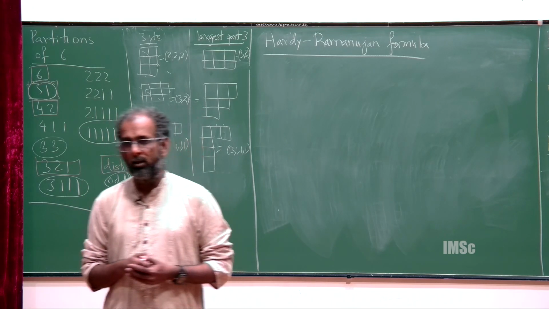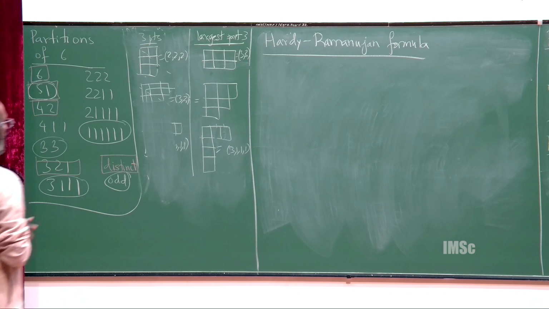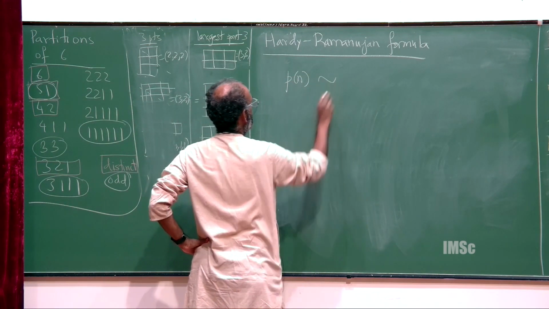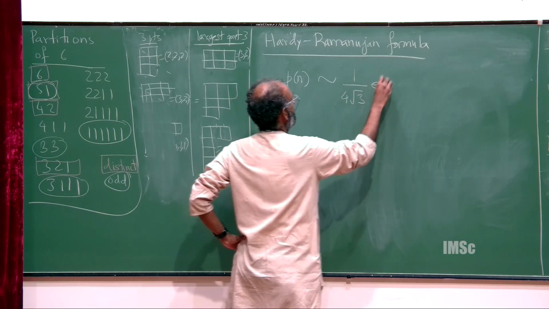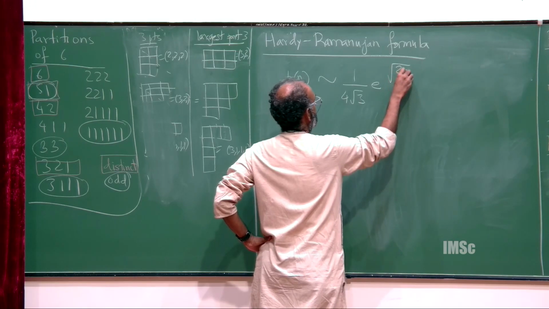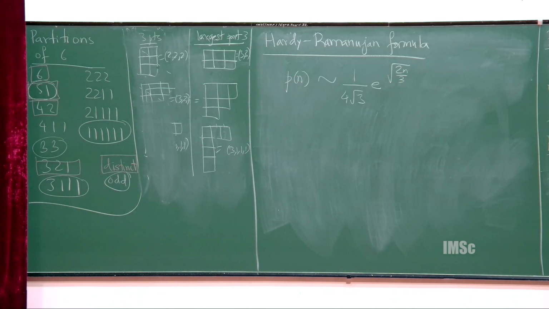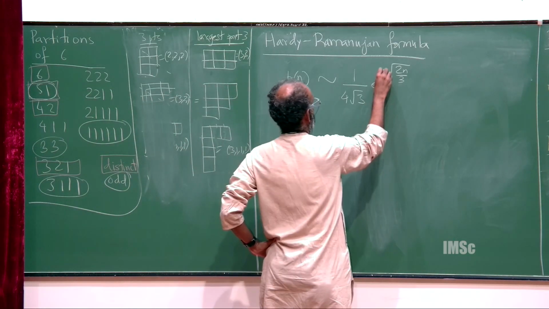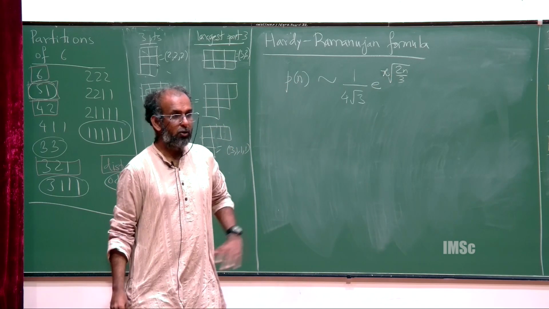Okay. So together with Hardy, they proved the asymptotic formula for P of n. So P of n grows like 1 by 4 root 3 times e to the power square root of 2n by 3. I think that's correct. Let me just check. Times pi.